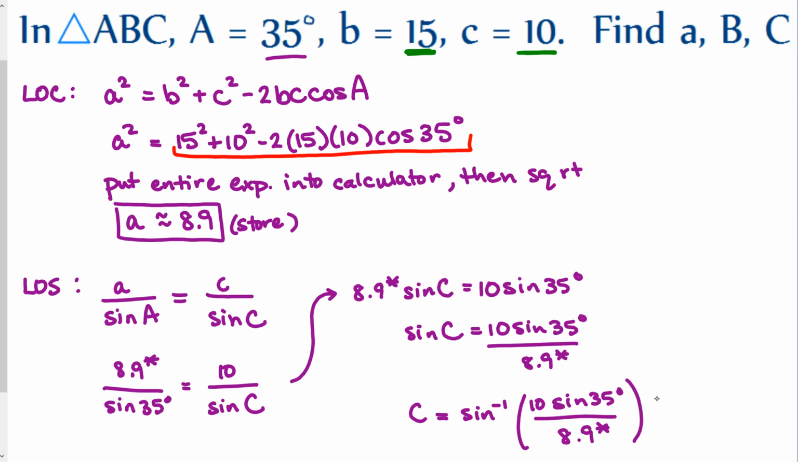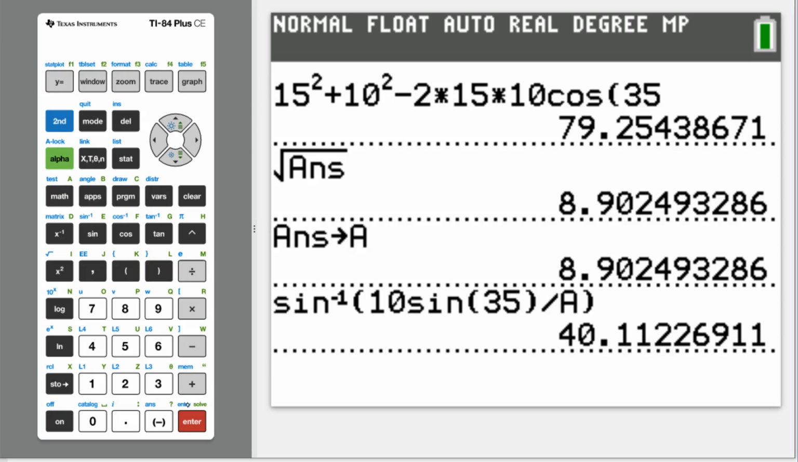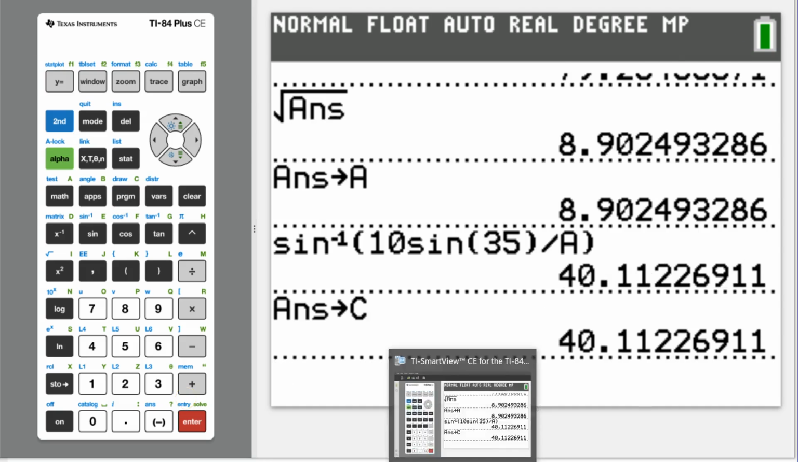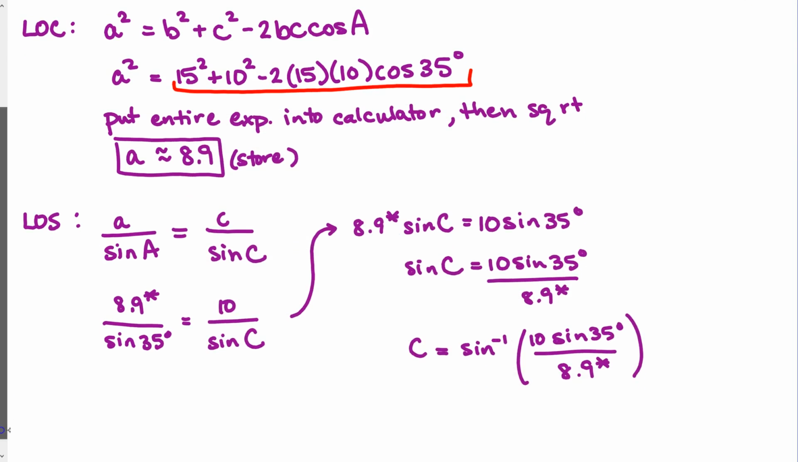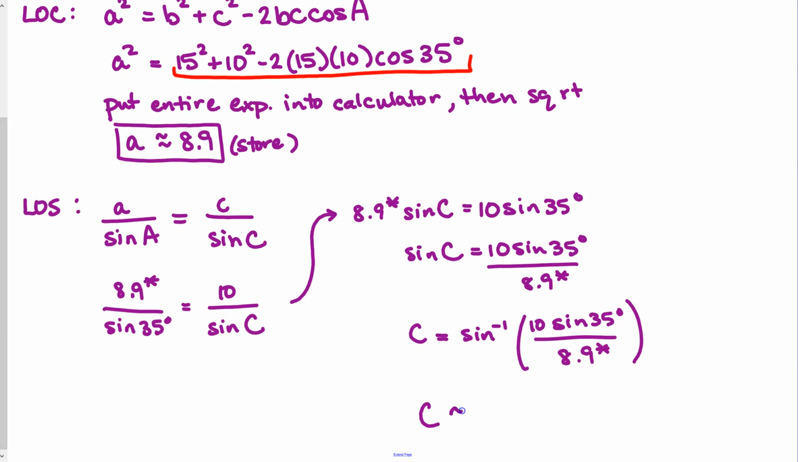So let's see what that looks like. So we have inverse sine of 10 sine 35, close those parentheses that opened before the 35, divided by alpha A, to recall the number I stored, 40.1. And I'm going to store this. Store alpha C. I'm going to write it down as 40.1, but I'm actually going to use the stored number to do my next calculation.